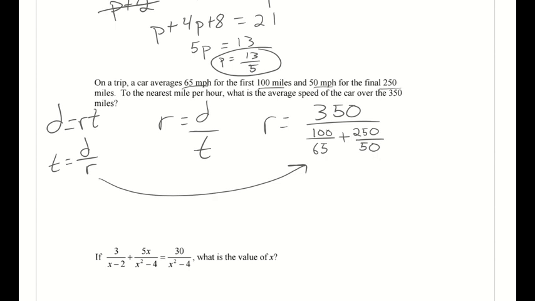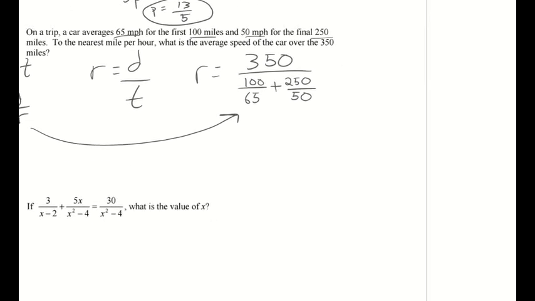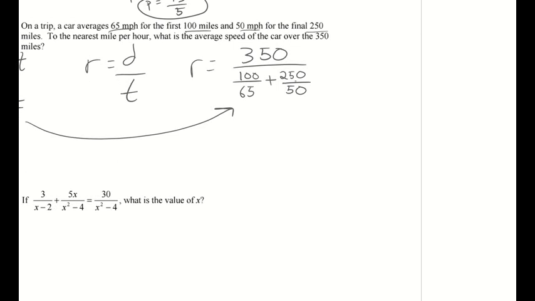So what we want to do in this particular case is simplify this term a little. So we have 350 divided by, and we can simplify the 100 divided by 65 as well. We can factor out a 5. So we end up with 20/13 plus 5. So what we need to do is combine these terms. So multiply this 5 by 13/13 to get a common denominator.